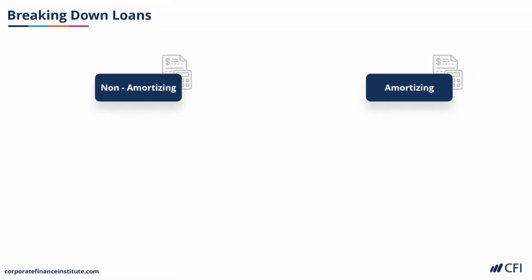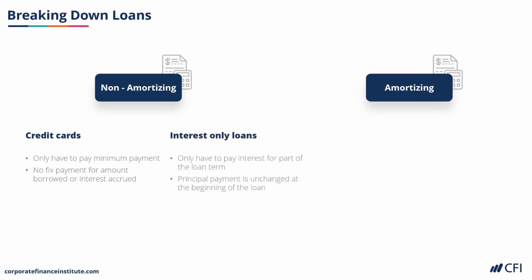Now let's look at some examples of each type. Non-amortizing loans include credit cards, where you only have a minimum payment and there's no fixed principal repayment schedule. You also have interest-only loans, where all of the principal is paid at the end. An example of amortizing loans is traditional mortgages, where principal and interest are paid every month over the life of the loan, thus reducing or amortizing the principal amount down over time.